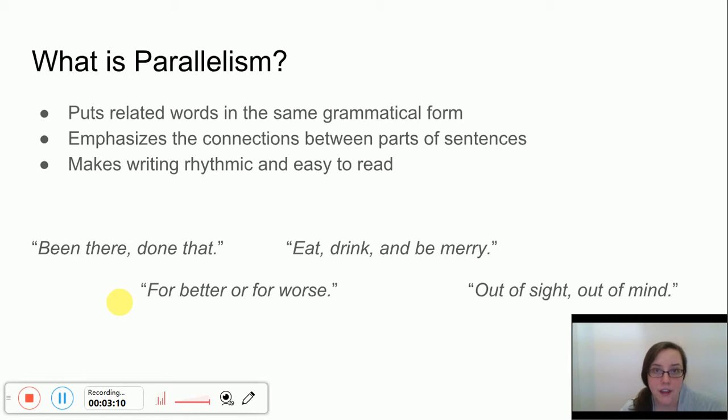Some classic examples of phrases that have a parallel structure are listed here. Been there, done that. Eat, drink, and be merry. For better or for worse. Out of sight, out of mind. In each of these we have at least two elements, and in one of them we have three, and they're all in the same format. That's the concept that we're looking at here.